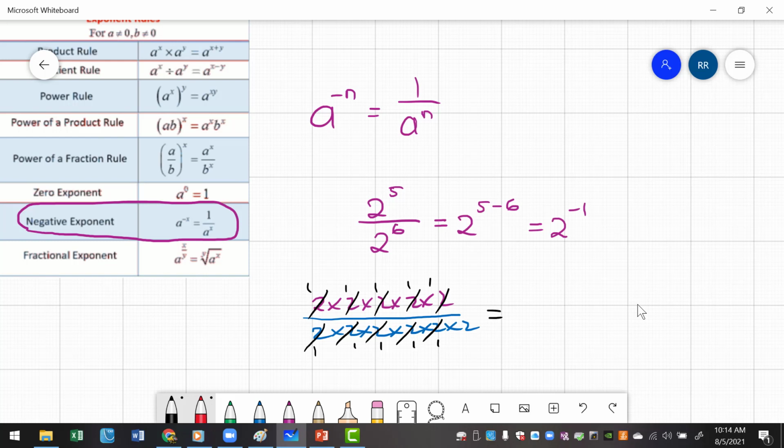So you'll get 1 times 1 times 1 times 1 times 1 equals 1, and then 1 times 1 times 1 times 1 times 2 times 1 times 2 equals 2. You will get 1 over 2.